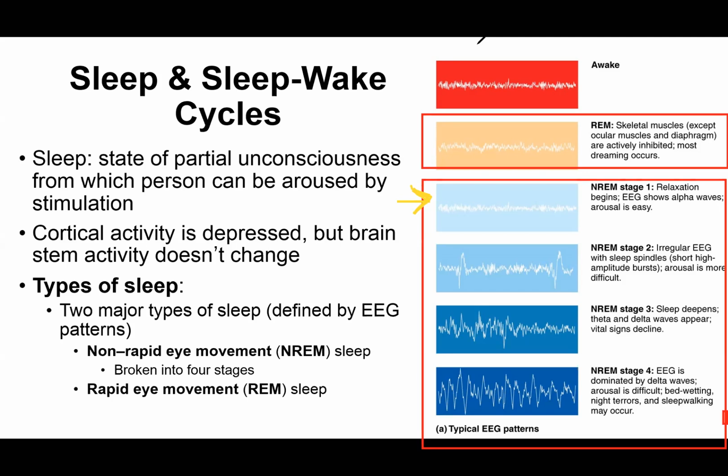In NREM stage 2, we're going to start seeing really irregular EEG patterns with what we call sleep spindles. These guys are both sleep spindles. Basically, these are really short, high amplitude bursts. And in stage 2, it's more difficult to wake somebody up.